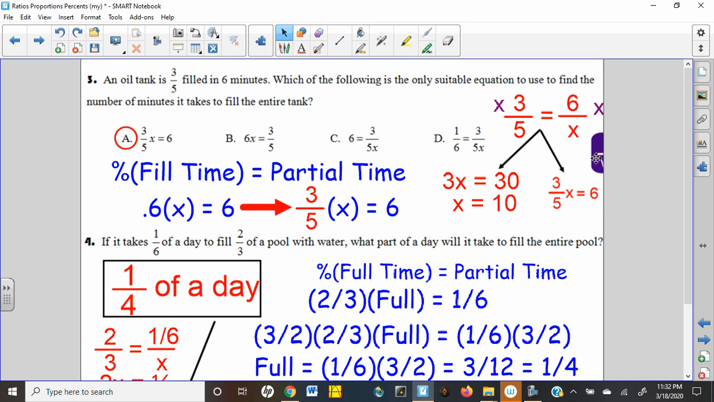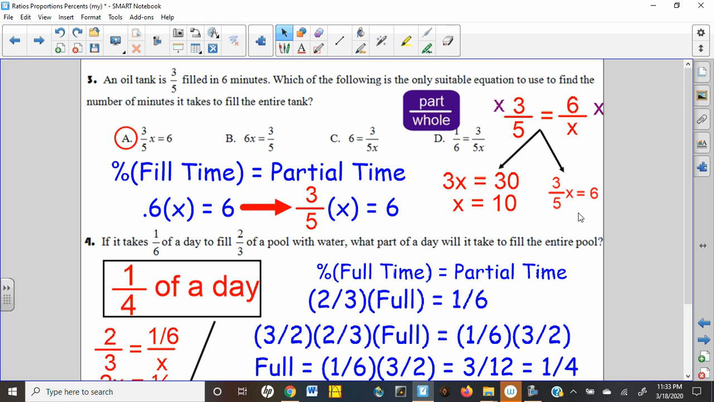This is a different way of doing it, where we're doing part over whole. So the part that is filled, 3, over the whole tank, 5, is equal to the part of time, 6, over the whole time, which we don't know, x. So we would probably want to cross multiply here and divide, and we get 10, and then 6/10 would be the same as 3/5.